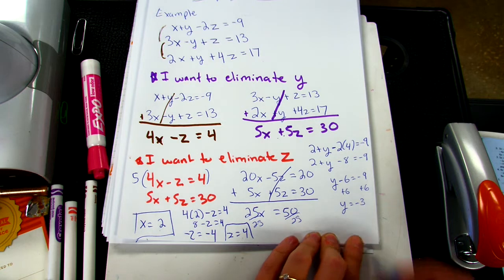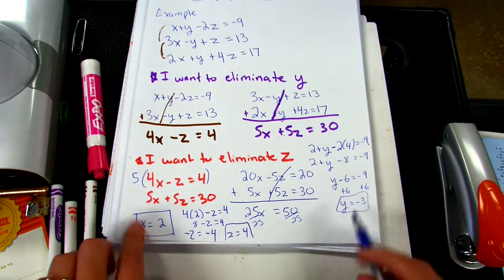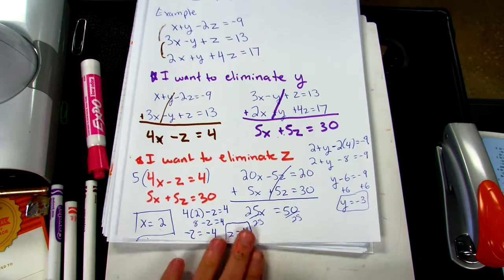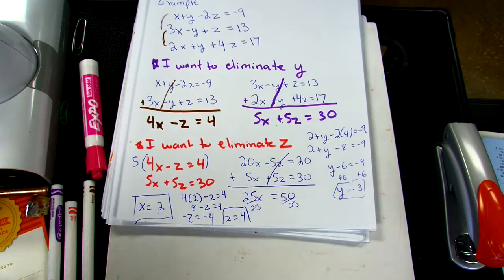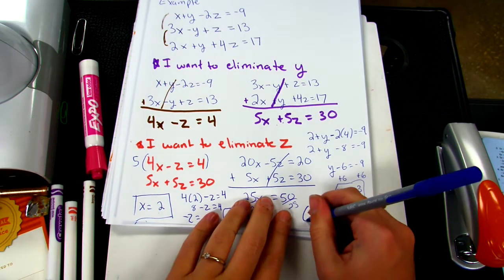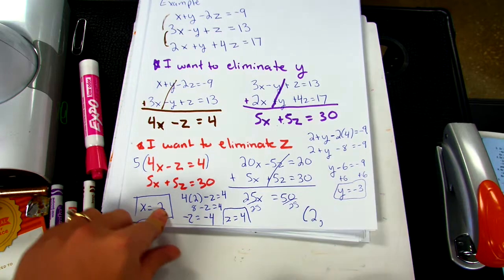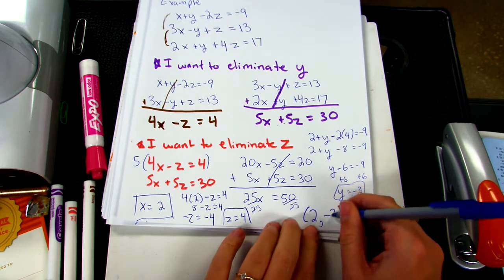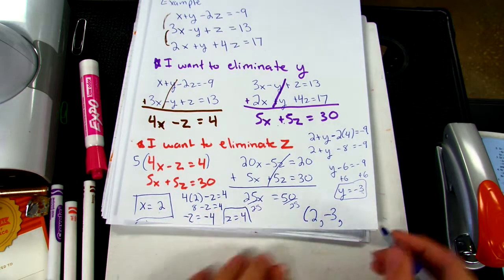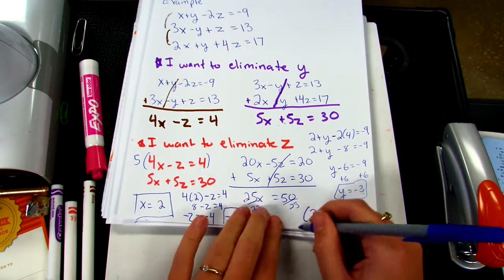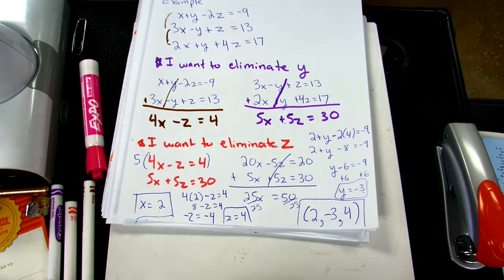Okay? So I have an x, I have a y, I have a z. I do write it as an ordered pair, except instead of having two parts of the ordered pair, I have 3 parts. So again, my first part is my x, so my 2, comma, now my y value, which was negative 3, comma, now my z value, which is 4. All right, so this is my answer, 2, comma, negative 3, comma, 4.